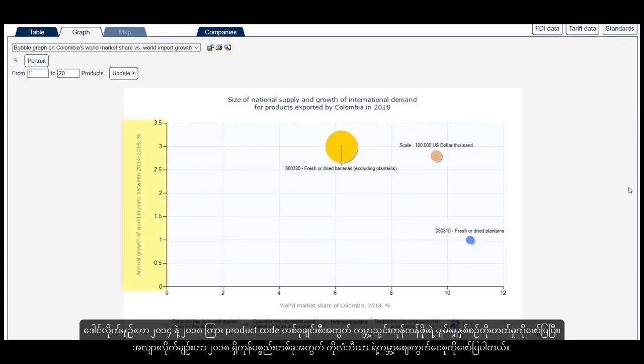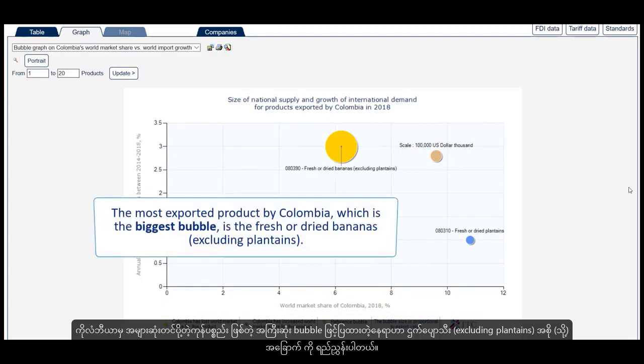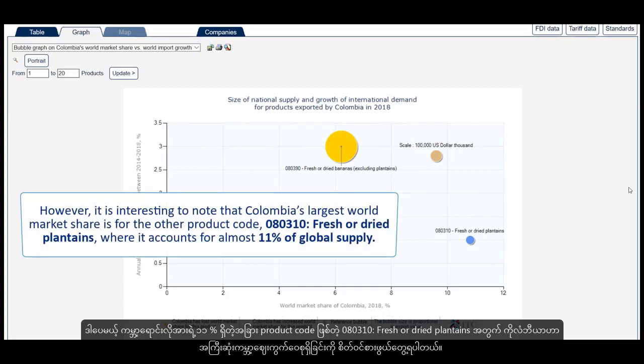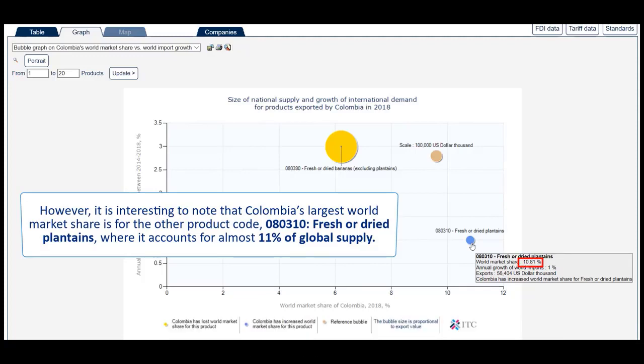The vertical axis presents the average annual growth in value of world imports for each product code between 2014 and 2018. And the horizontal axis presents the world market share of Colombia for each product in 2018. The most exported product by Colombia, which is the biggest bubble, is the fresh or dried bananas, excluding plantains. The significant size variation of the bubbles tells us that Colombia mainly exports that product. However, it is interesting to note that Colombia's largest world market share is for the other product code, 080310, fresh or dried plantains, where it accounts for almost 11% of global supply.